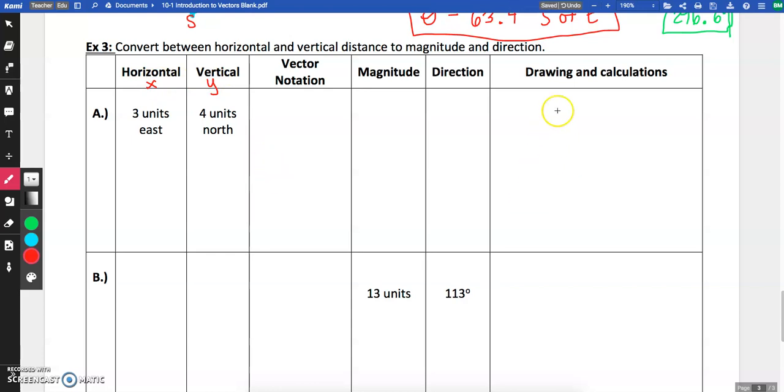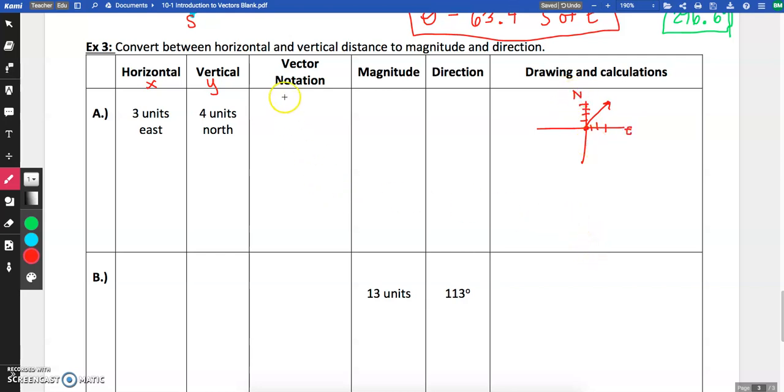So I'm going to start by drawing this guy before I do anything else. Horizontally I went 3 units. Vertically I went 4 units north. Right, east and north, so we're using those directions. So it ends about here. Okay, we can assume we're starting at the origin. Here's east, and here's north.